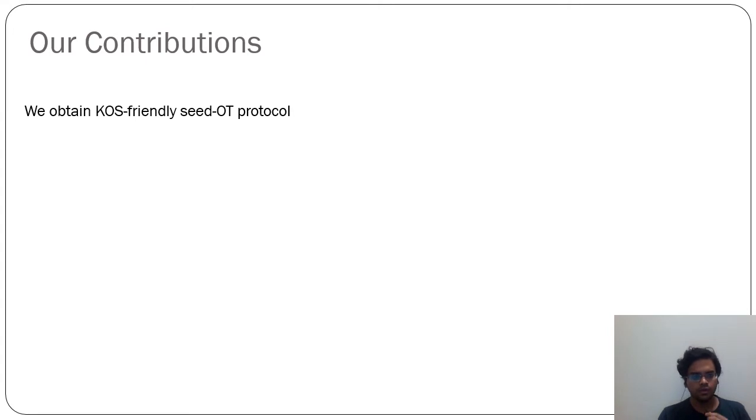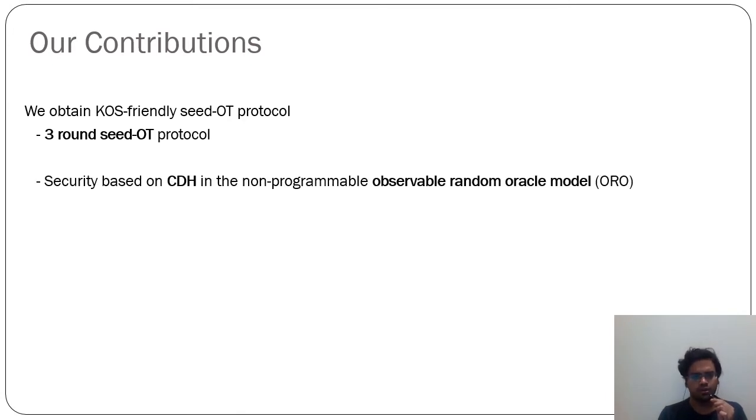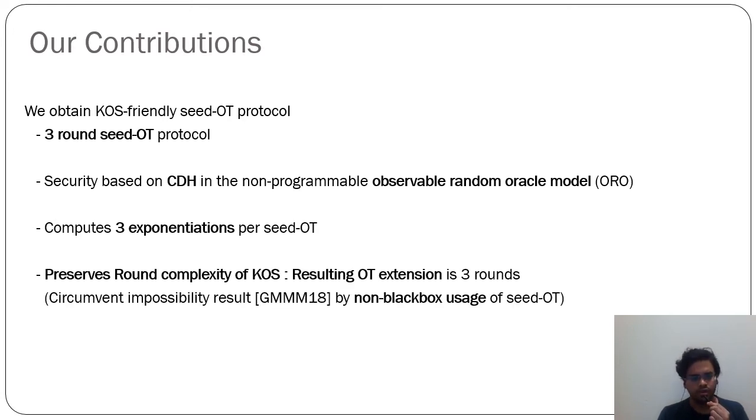In this work, we focus on improving the performance of the KOS OT extension protocol by proposing a new efficient seed OT protocol. More specifically, we obtained a 3-round seed OT protocol which is secure based on the computational assumption of CDH, that is computational Diffie-Hellman, and the security of our seed OT protocol holds in the non-programmable observable random oracle model, and our seed OT protocol computes 3 exponentiations for each OT, and we preserve the round complexity of the KOS OT extension protocol.